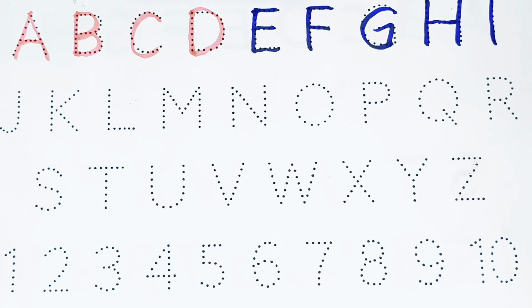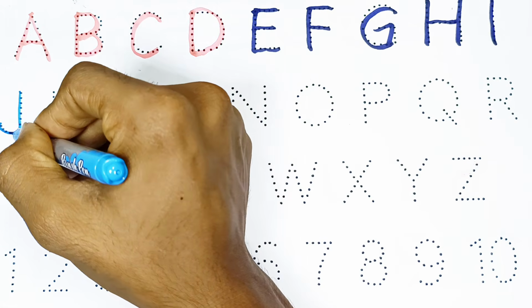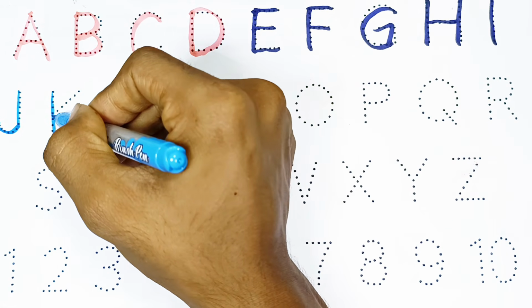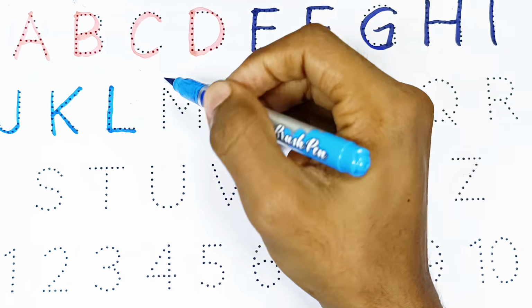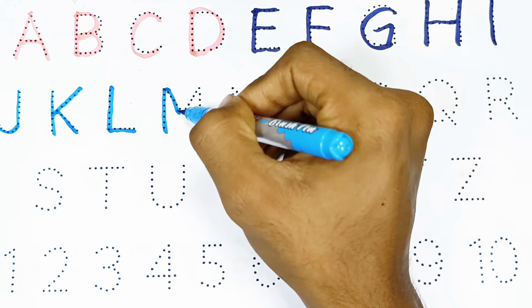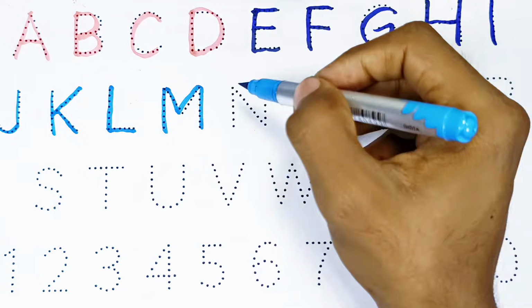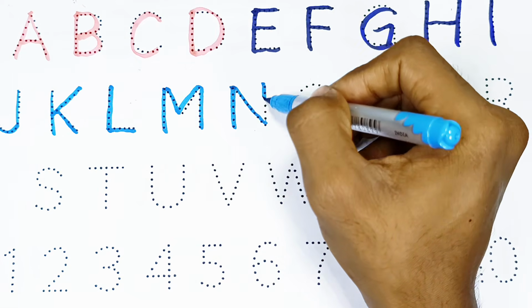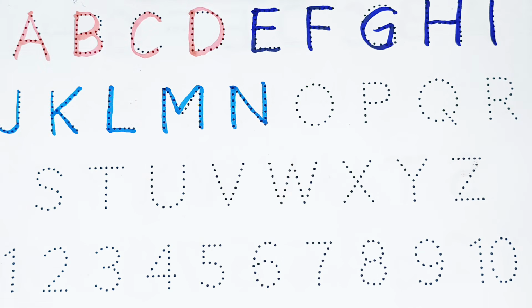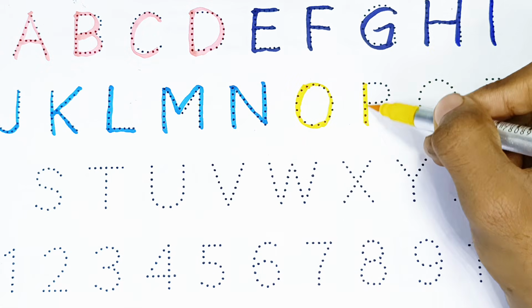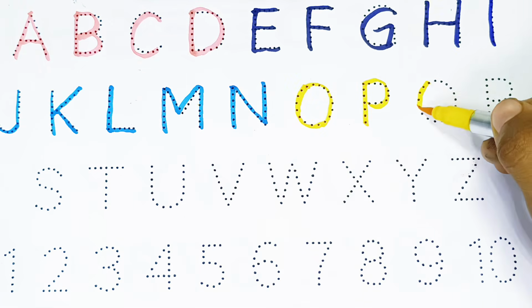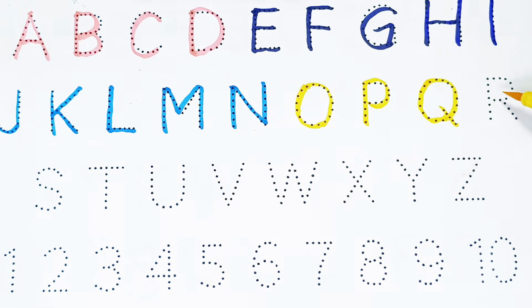Kids, now you draw J. The alphabets of J. J for joker. K for king. L for lion. M for moon. N for nose. Kids, now you draw O. O for orange. P for parrot. Q for queen.